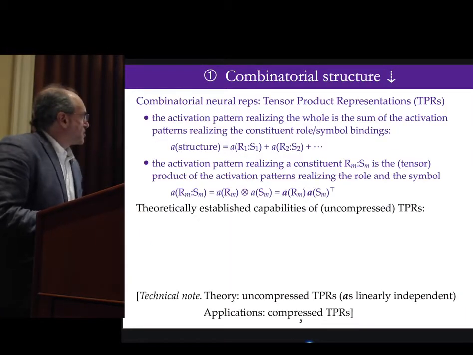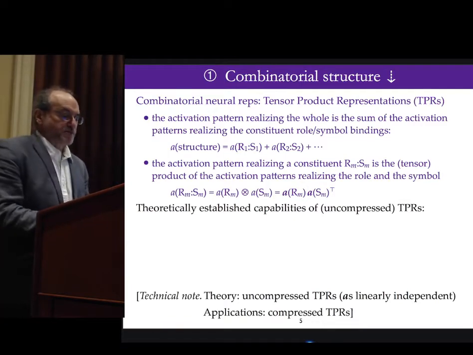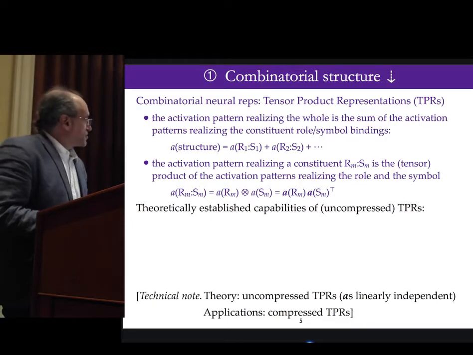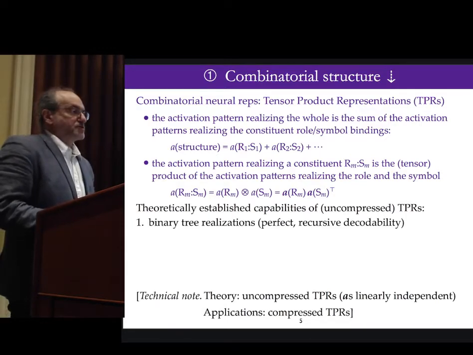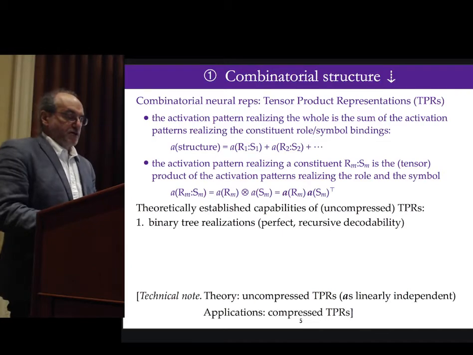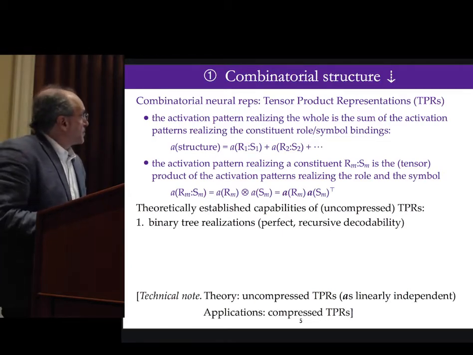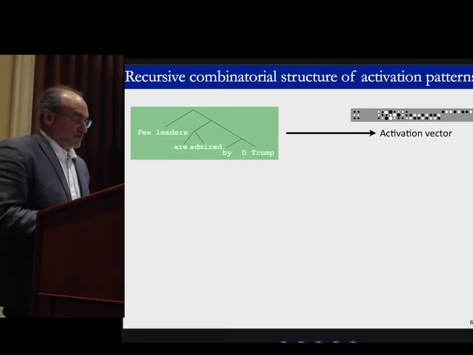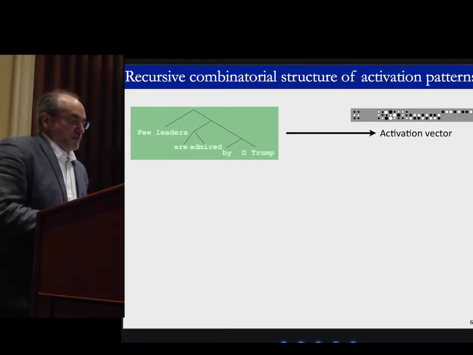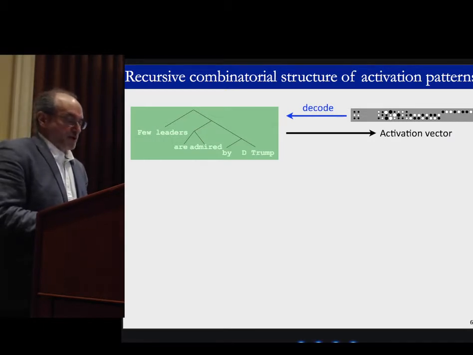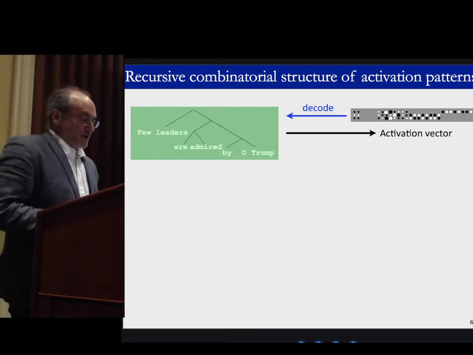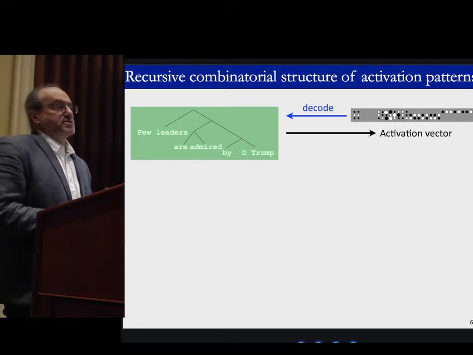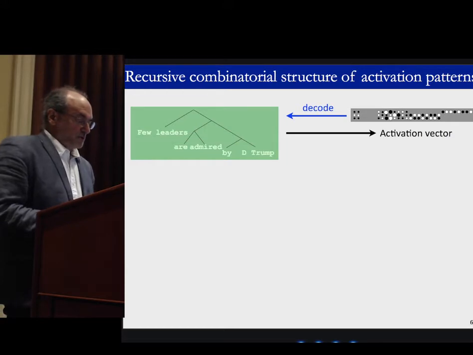A number of theoretical results show that with TPRs, networks can compute interesting symbolic functions. The foundation of these results is the recursive realization of binary trees, which can be done with perfect decodability. So, for example, a binary tree like this can be realized using TPRs as an activation vector, which can in turn be perfectly decoded to give back the original tree. In general, given the TPR for a structure, we can perform unbinding of any role. We can extract the symbol bound to that role in that structure.